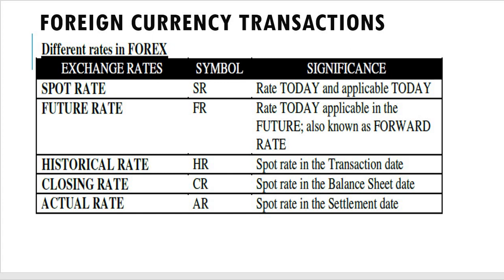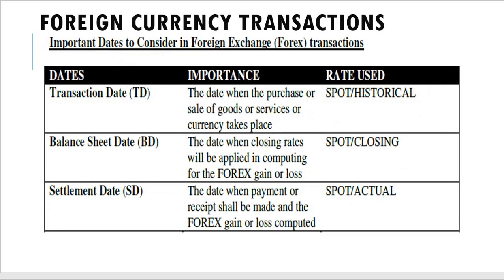Okay? Pero, in foreign currency transactions, no, yung unhedged foreign currency transactions, the only relevant rate is actually the spot rate. Pero, yung spot rate in the transaction date is actually the historical rate. And then the spot rate in the balance sheet date is actually the closing rate. And the spot rate in the settlement date is actually the actual rate. So these three dates, actually the transaction date, the balance sheet date, and the settlement date, are the three important dates to consider in foreign exchange transactions.